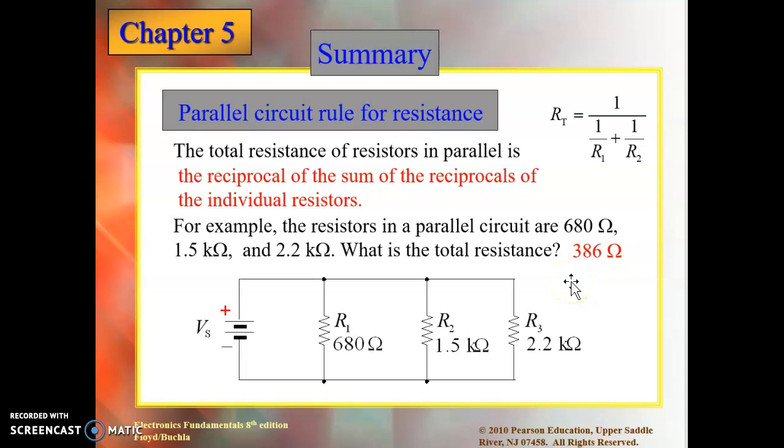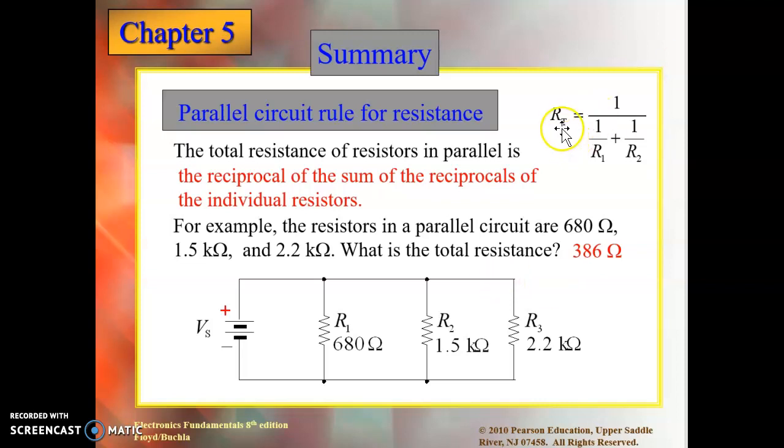So how do we find the total resistance in a parallel circuit? Finding the total resistance in a parallel circuit is a little bit more complex than doing it in a series circuit. So let's see what the literature says here. Parallel circuit rule for resistance: the total resistance of resistors in parallel is the reciprocal of the sum of the reciprocals of the individual resistors. What does this mean?